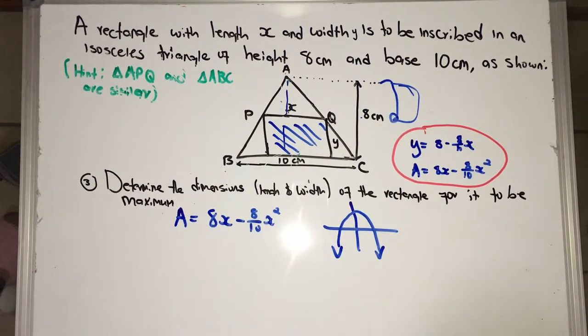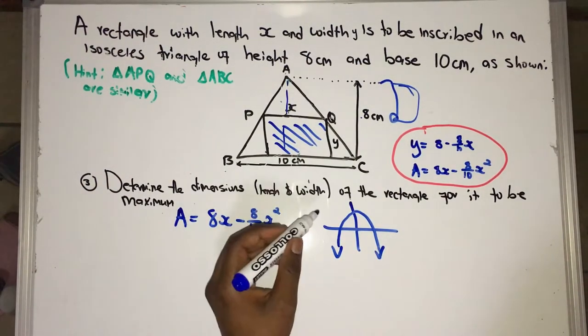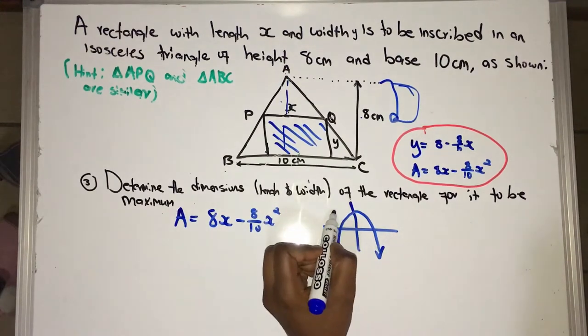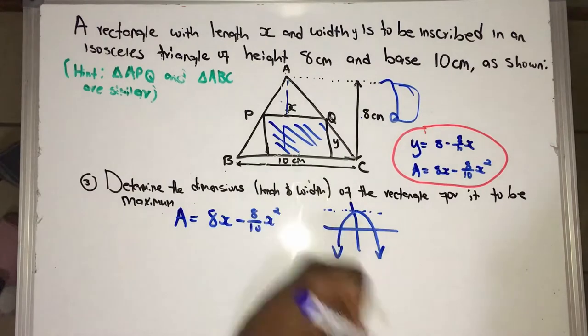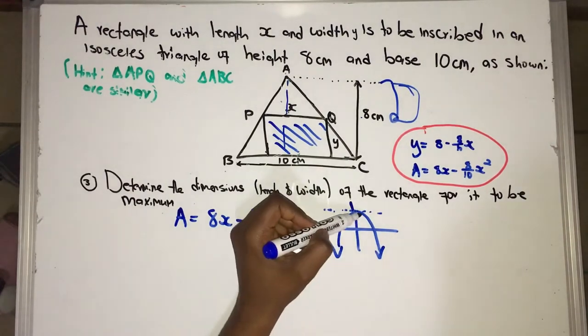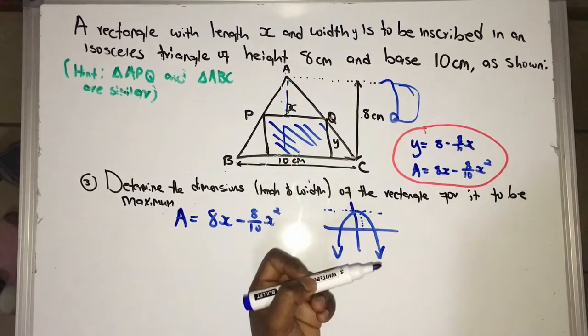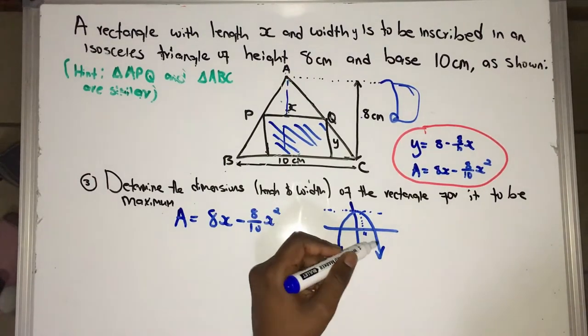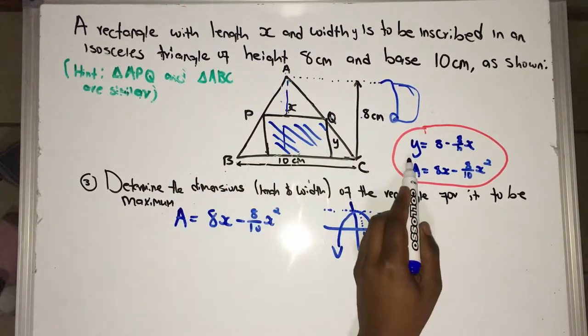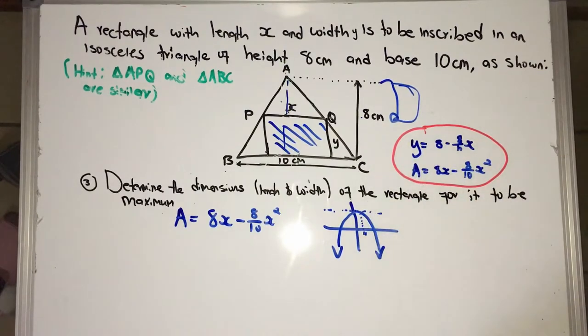If it is a parabola facing downward, it has a maximum at some point. So this is the value of x that makes this function maximum. If we get the value of x, we can substitute it in the expression for y, and we get y, and then we get full marks. But how do we find that value of x where the function is maximum?